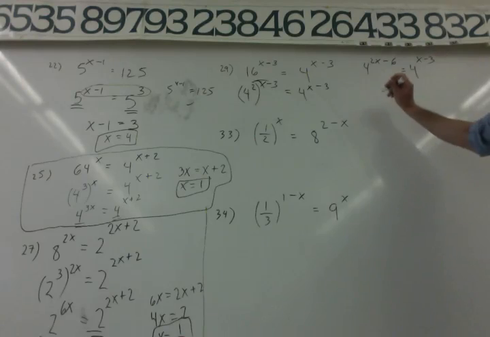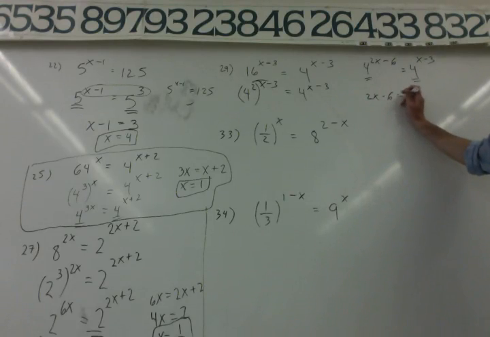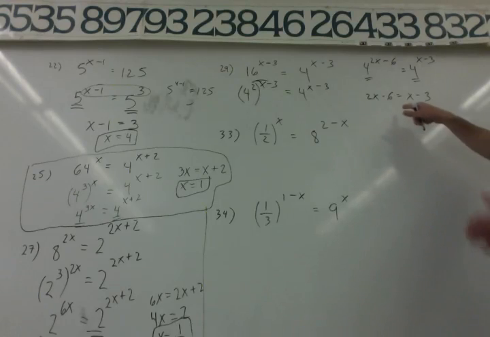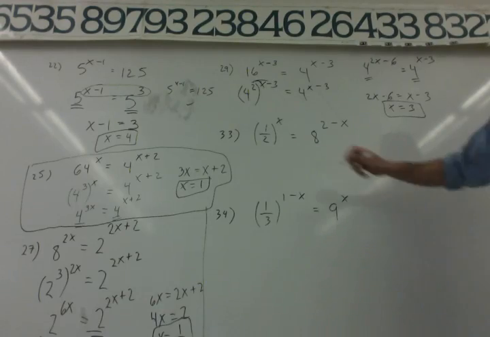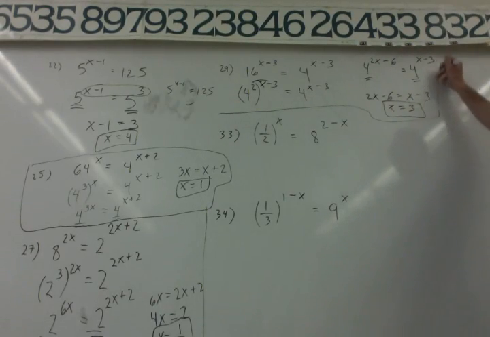Now we set the exponents equal. Now that we have the same base, set the exponents equal. 2x minus 6 equals x minus 3. And we can take away x. So we get x, and add the 6. And we get x equals 3. Okay? So the answer to 29 is x equals 3.